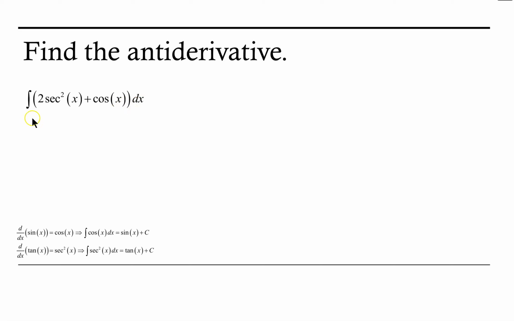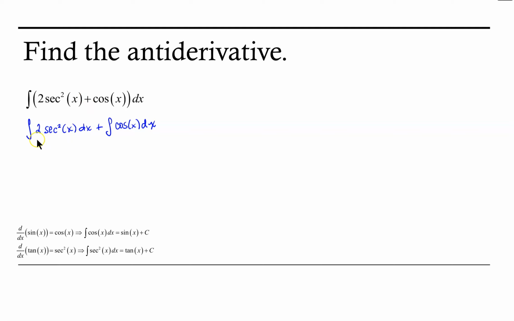So the integral is linear, which means that I can separate addition and subtraction into separate integrals. That means that I can rewrite this as the antiderivative of 2 times the secant squared of x dx plus the antiderivative of cosine of x dx.